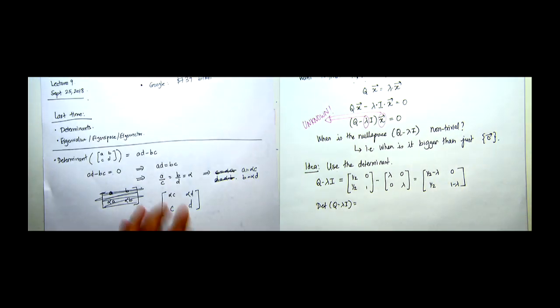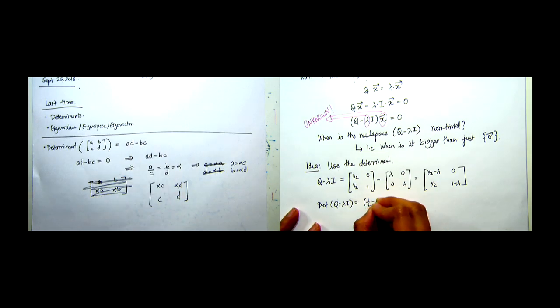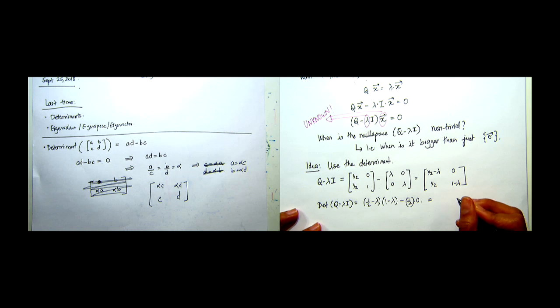Okay. So what is the determinant now of Q minus lambda I? It's AD minus B times C, right? We have this here: AD minus BC. So this is one half minus lambda times 1 minus lambda minus 1 half times 0, right? Is this the determinant everyone wrote out? Can we write this as a quadratic equation? What is that quadratic equation equal to? One half minus 3 by 2 lambda plus lambda squared equal to 0, right?